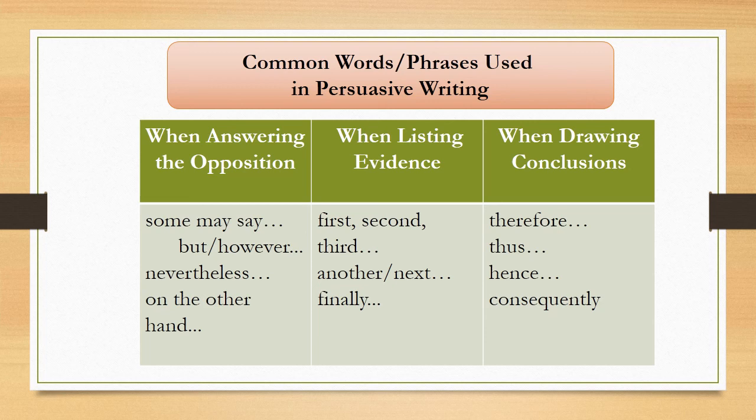When listing evidences, we can use words like first, second, third, another, or next, and finally. Drawing conclusions means to finally, to sum up, and is used to introduce some final comments at the end of a text. We can use words like therefore, thus, hence, and consequently. If the topic is all about coronavirus, we can say in the conclusion, therefore, we should take heed of the government's plea to stay at home, wash properly, and drink vitamins.